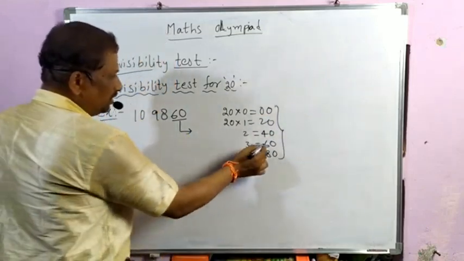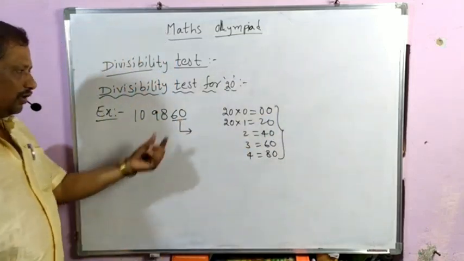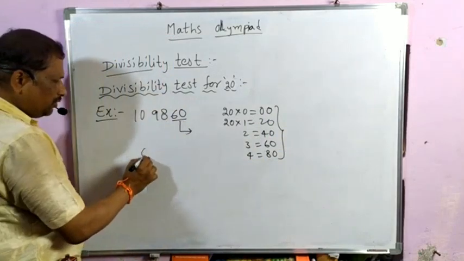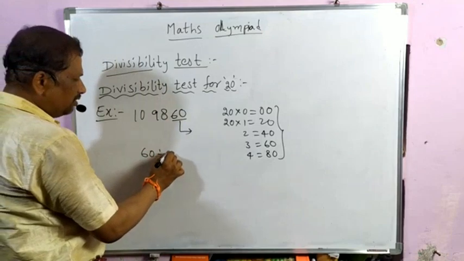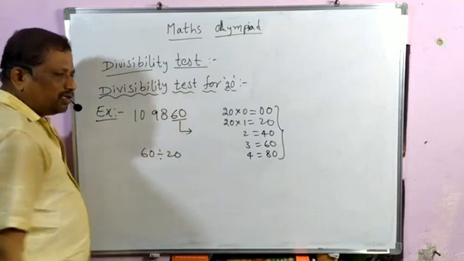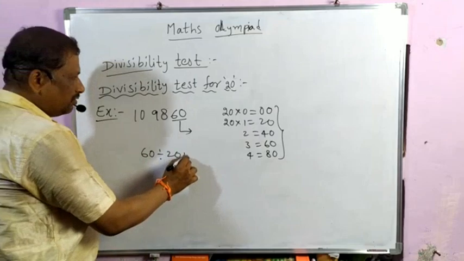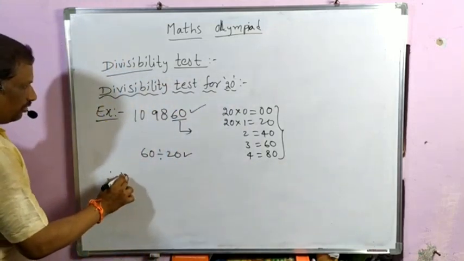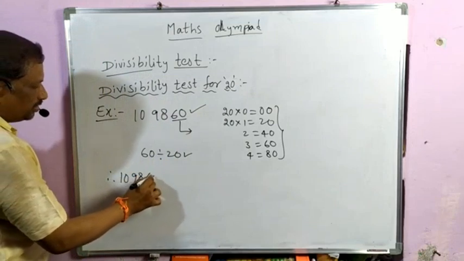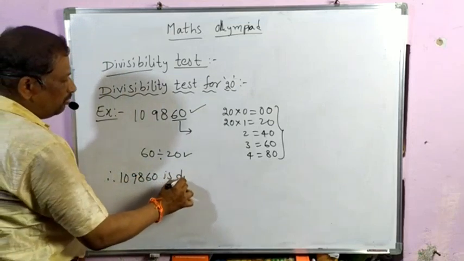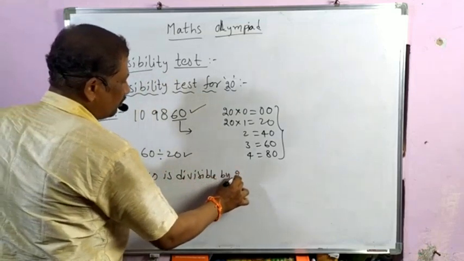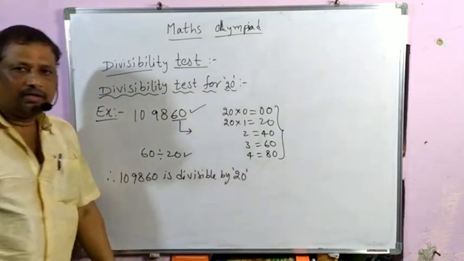So here 60 is the last two digits. 60 is divisible by 20. How many times? 3 times it goes. So it is divisible by 20. The given number is divisible by 20. Therefore 109860 is divisible by 20. Okay.